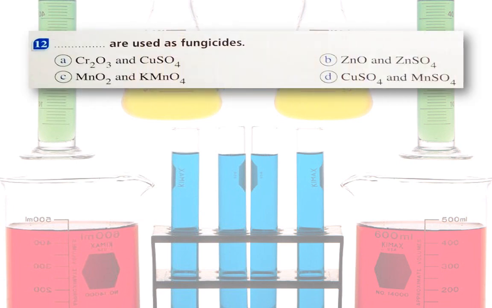Question number 12. Which one is used as a fungicide? We have here two compounds that we can use as fungicides: copper sulfate and manganese sulfate. They are fungicides as they kill fungi.